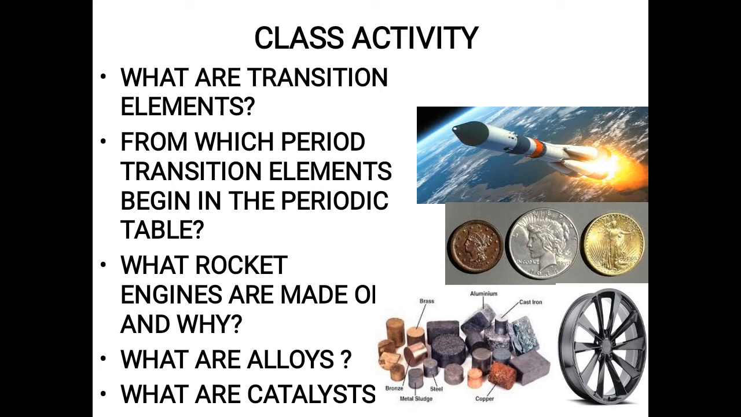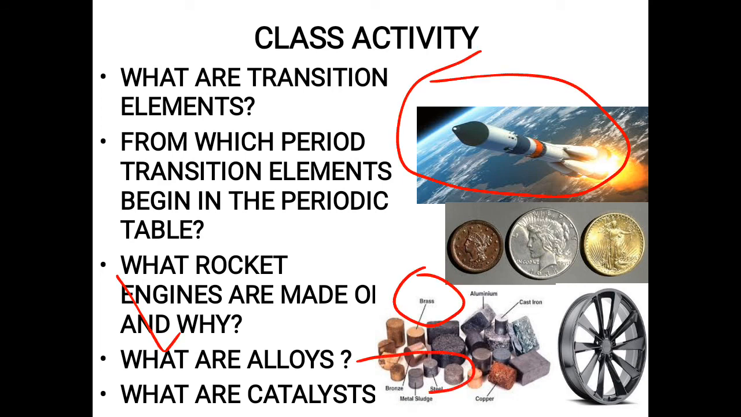What are rocket engines made up of and why? So you must be wondering that rocket engines must be using some metal of very high melting point. Yes, it can be a transition metal. What are alloys? The picture is showing you some of the alloys here. I'm talking about brass, bronze, steel. So all these metallic mixtures are called alloys and they are made to get the benefit of metals, maybe to increase the hardness or the stability or the tensile strength.